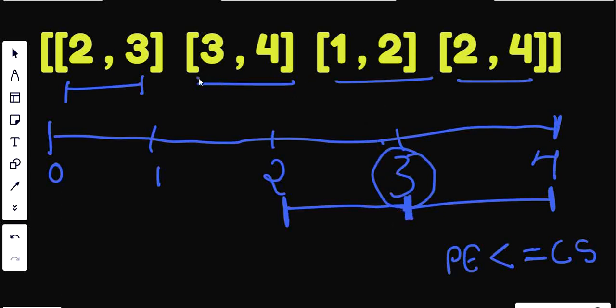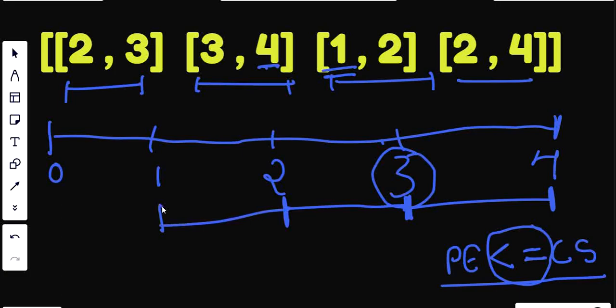Now let's go to another interval, that is 1 and 2. If I check the same condition, PE less than or equal to CS, for this interval 1 and 2, I can see that the previous ending was 4, but the current interval is 1, 2. So this condition is not satisfied. If I only check these intervals on the basis of this condition, my answer will be wrong, because if I plot this interval on my number line, I can clearly see that it is a non-overlapping interval. But when I check it using this condition, I get false, which is not right.